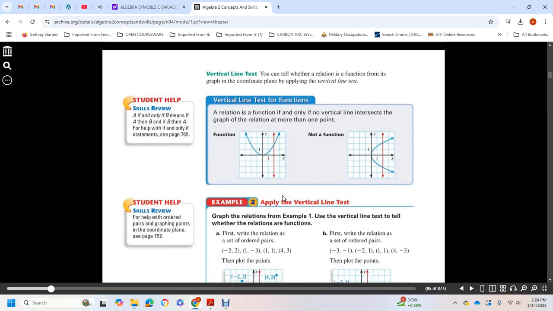Vertical line test. You can tell whether a relation is a function by applying the vertical line test to its graph on the coordinate plane. Vertical line test for a function: a relationship is a function if and only if no vertical line intersects the graph of the relationship at more than one point. If a vertical line hits the graph at more than one point, it is not a function.